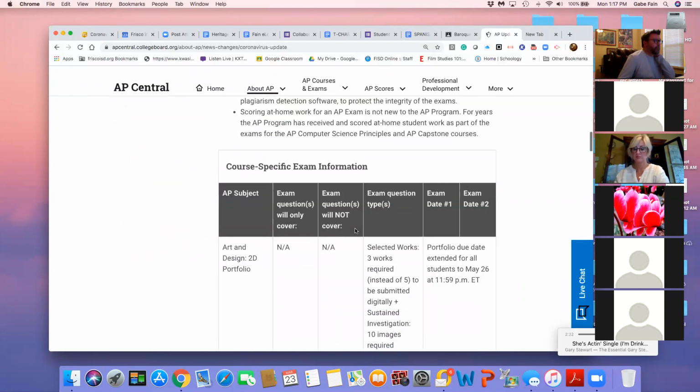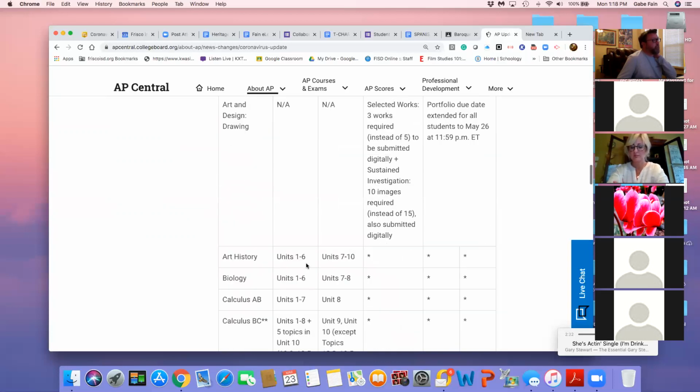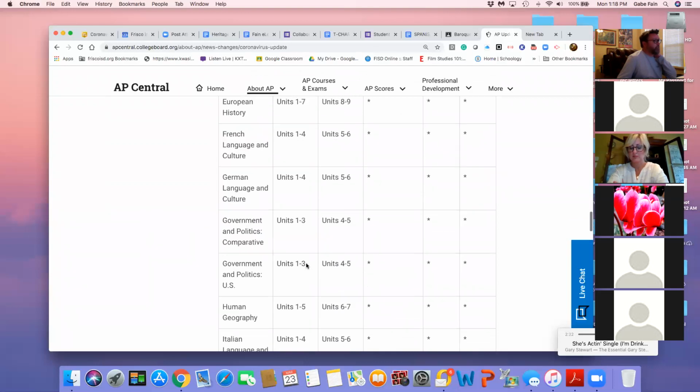They've also changed exactly what the test is about, because in some states they haven't been in school since the end of February. So anything that traditionally is taught in March onward, they're not making testing. This has a chart for every AP class. I'll show how it's organized: the second column after the subject name tells you what the test will cover. Right now you'll see lots of NAs, but then they'll start popping up and talking about units.